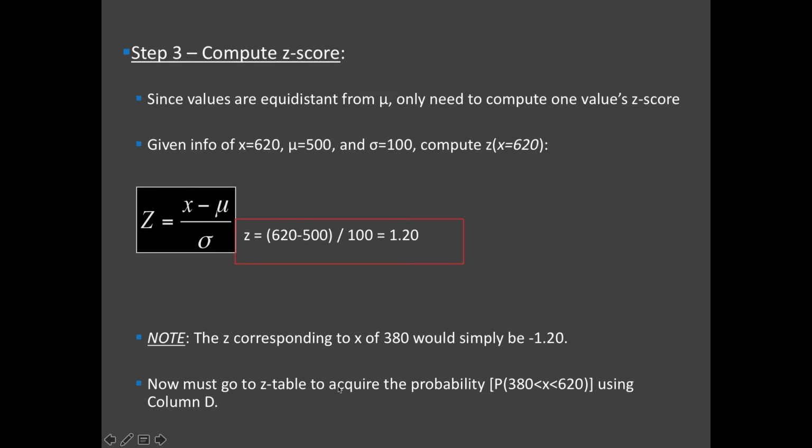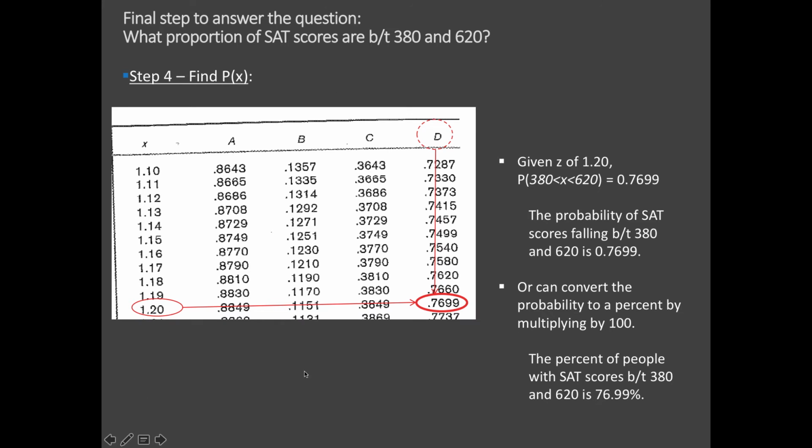So then we go to the z-table to find the probability of this. So we find the 1.2 and we go to column D, and where they intersect is 0.7699. So the probability that it falls between a 380 and a 620 is 0.7699, or 76.99%. Cool.